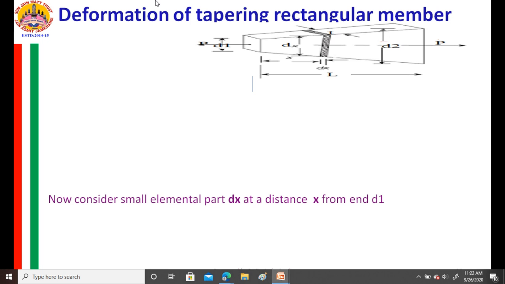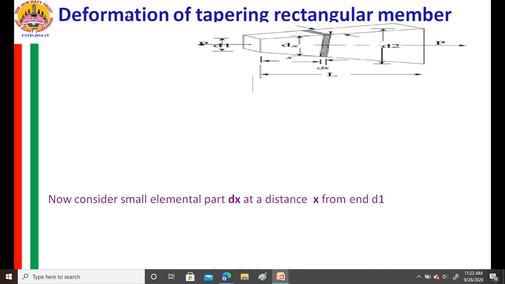If area is constant, I need to calculate the area. For that small length, I need to calculate the deformation. For any length, if area is constant and material is constant, deformation is given by P into L divided by A into E. Already we have proved it in the previous class. So we are considering the small elemental part dx at a distance x from one of the end d1.